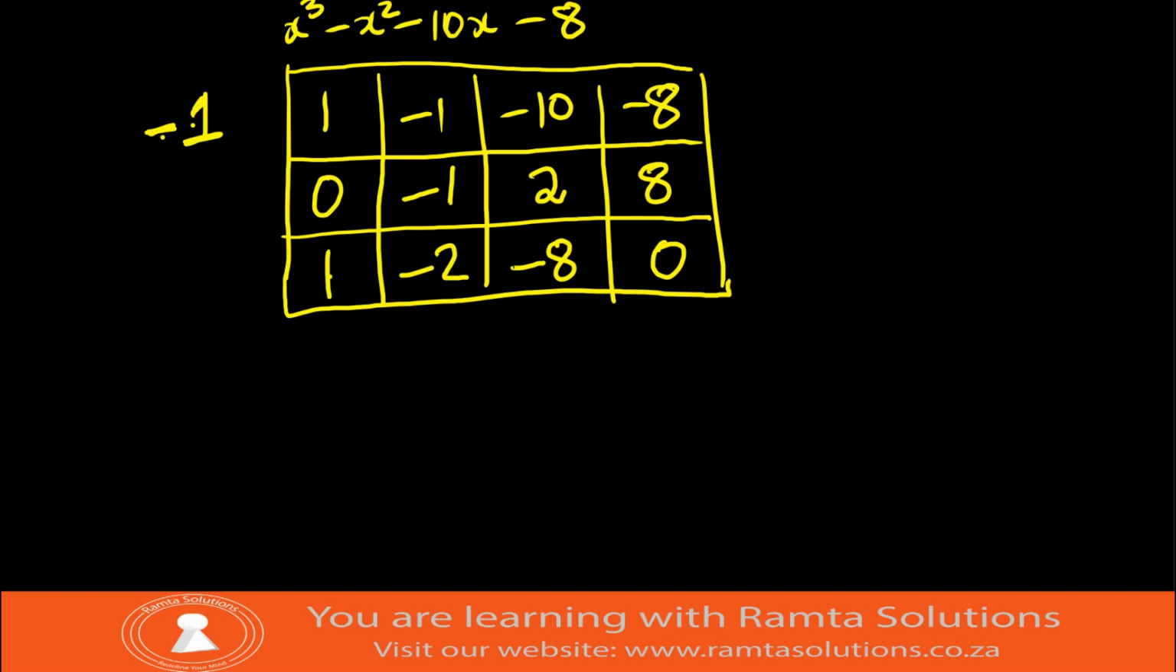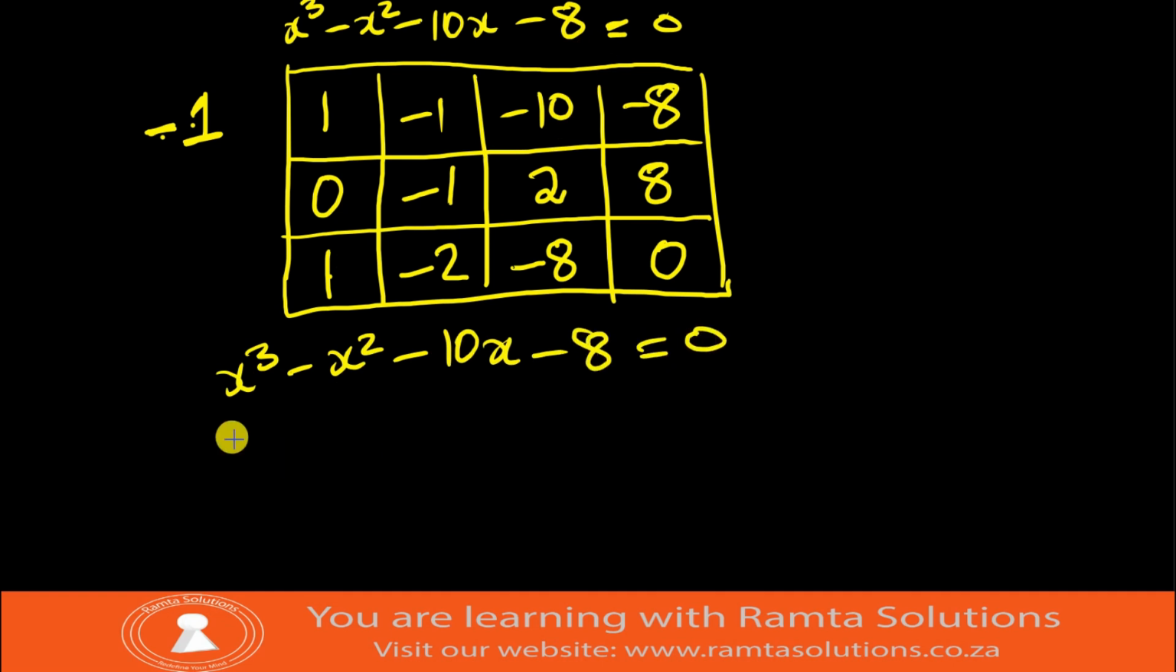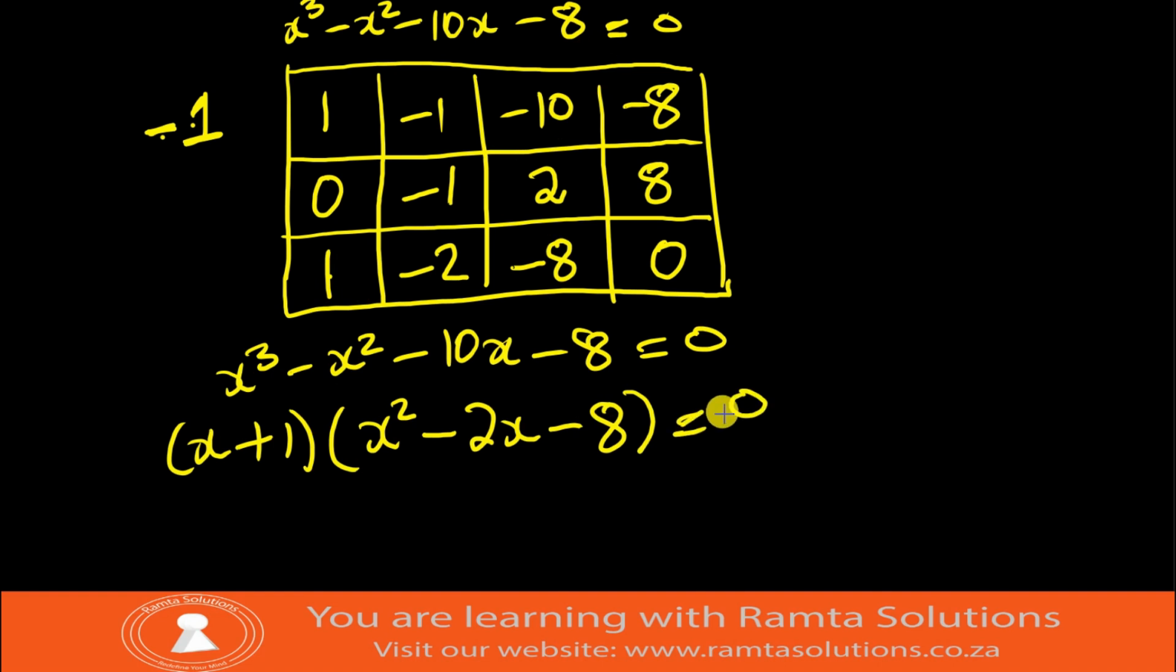Okay? So what we're saying is x cubed minus x squared minus 10x minus 8 equals 0 is basically x plus 1 as the factor, times x squared here we have 1, and here we have minus 2x, and here we have minus 8. Just like that. Right? Further, we can simplify or factorize this.